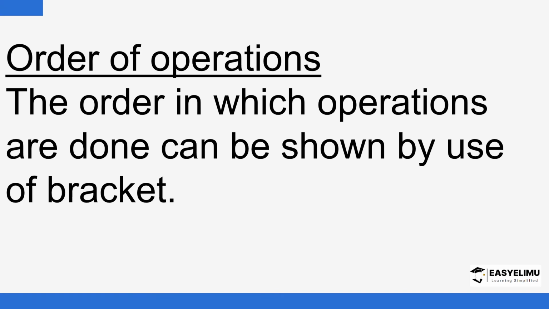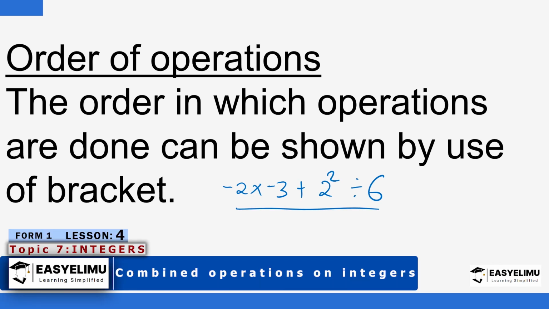So we want to start by looking at something called the order of operations. What this simply means is, if you have an operation like -2 times -3 plus 4 divided by 6, maybe instead of 4 we could be having 2 power 2, something like this. You have an operation like this one here, so what operation is done first?